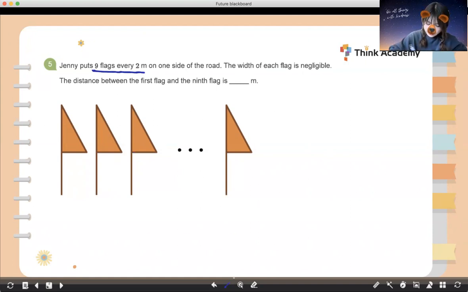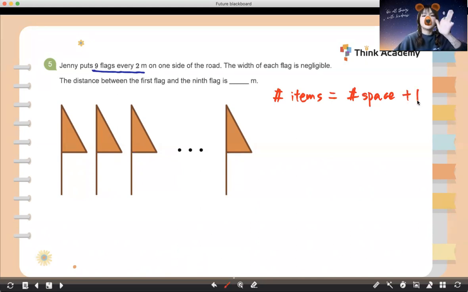One thing that is very important is that the number of items equals the number of spaces plus 1. The reason is very simple. Think about our fingers. We have 5 fingers, right? So we have 5 items. But for the spaces in between, how many do we have? We only have 4, right? Because the outside 2 are like the boundary. So we can only have the middle 4, okay?